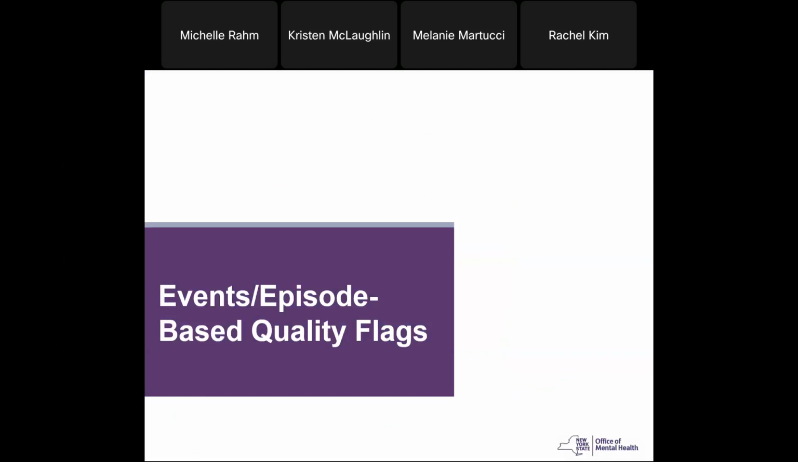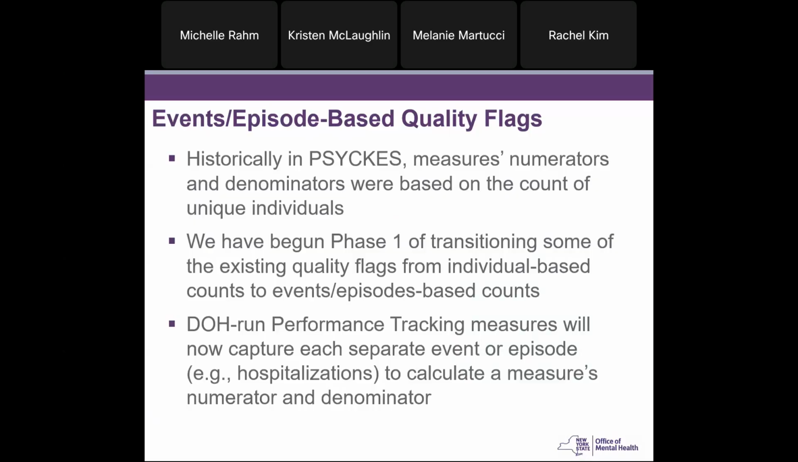The last new feature that I want to go over today is the events episode-based quality flags. Historically in PSYCKES, the measure numerators and denominators were based on the count of unique individuals. With this latest release, we've begun what we call phase 1 of transitioning some of the existing quality flags from individual-based counts to events or episode-based counts. With phase 1, certain DOH-run performance tracking measures will now capture each separate event or episode, for example, hospitalizations, to calculate a measure's numerator and denominator.